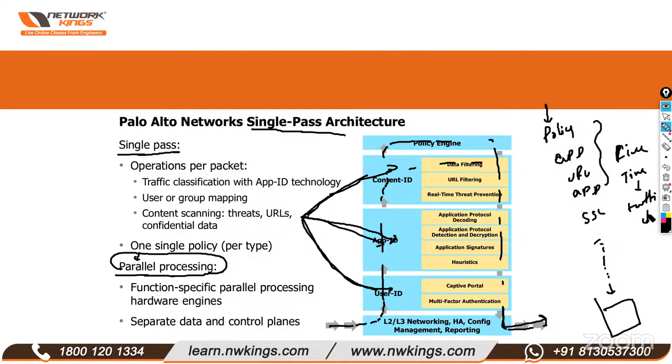So it means that the first time a packet is delivered to the firewall, it uses single pass architecture, and after that, further in the communication, it will use parallel processing. Yes, because it needs to understand that particular application or user first, and then as per that, the parallel processing will happen at the same time.